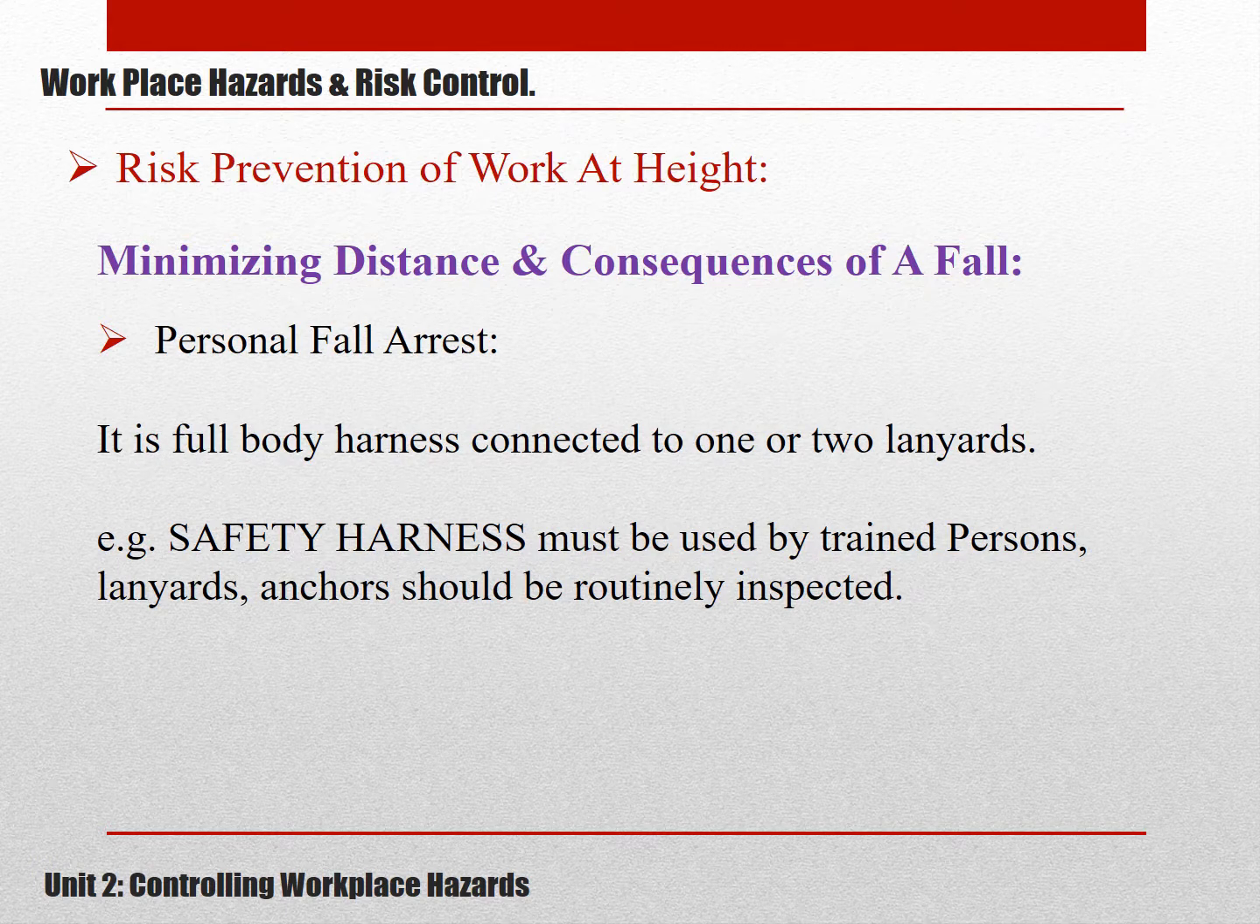The second form of fall arrest is the personal fall arrest equipment, and it usually consists of a full body harness connected to one or two lanyards, and the lanyard is connected to an anchor point during use. Also good to know that personal fall arrest equipment should only be used by a trained worker. Also, harnesses, lanyards, and anchor points should be routinely inspected to ensure they are in a safe working order.